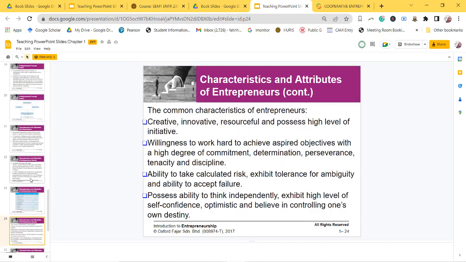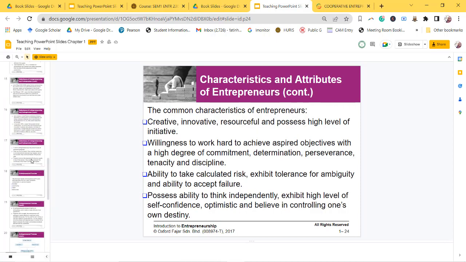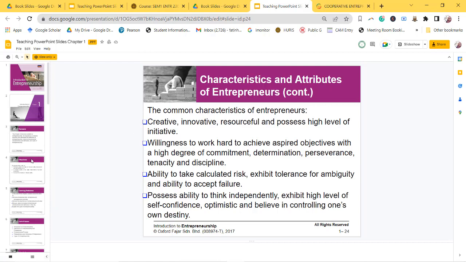Okay, so that's for chapter one. This chapter will be included in the online quiz later in January. Okay, so I think that's all.